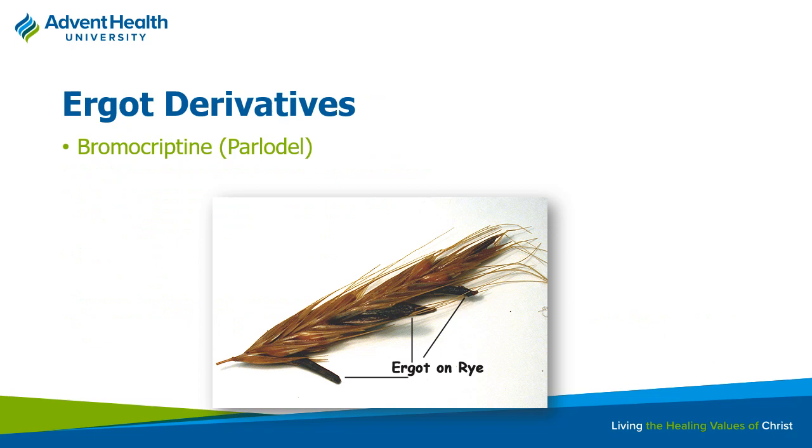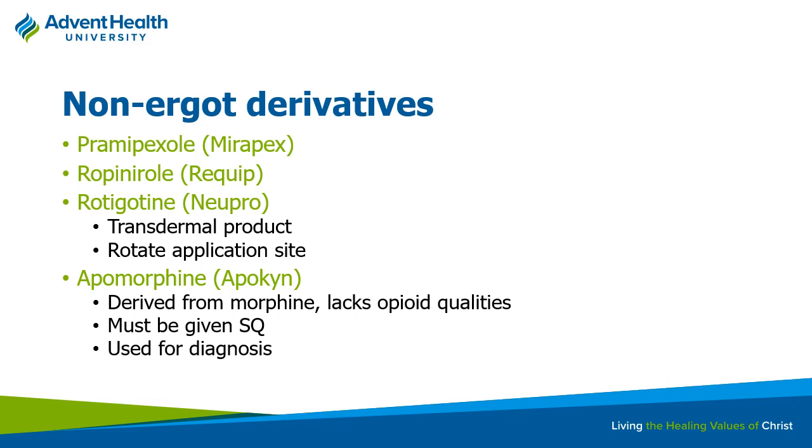Anyway, bromocriptine is the main ergot derivative you're going to see used here, and again, you can see that fungus growing on the rye that was getting incorporated into the bread, causing St. Anthony's fire. Some of the non-ergot derivatives we have include pramipexole, ropinirole, and rotigotine. The last one is a transdermal product, which is good, especially if they're having cognitive issues and compliance is going to be an issue for them. Something to consider.